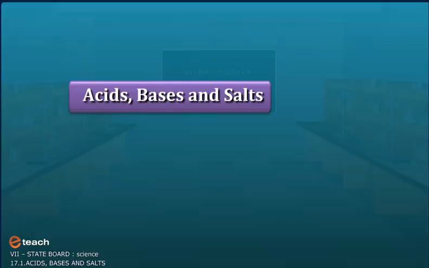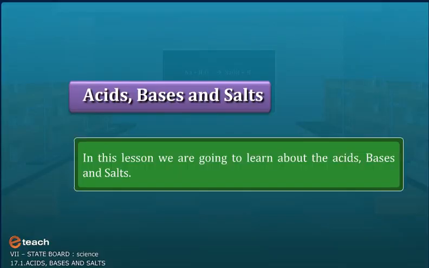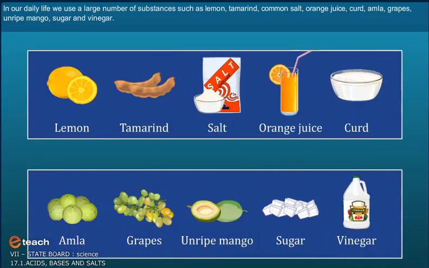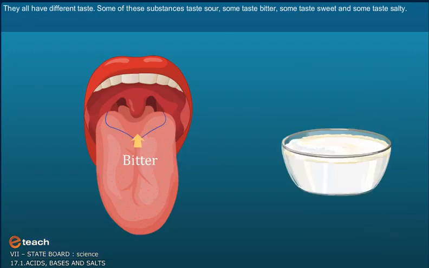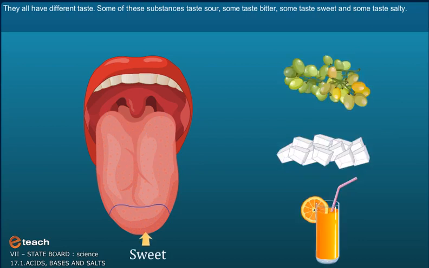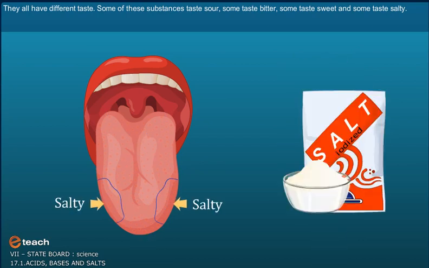Acids, bases, and salts. In this lesson, we are going to learn about acids, bases, and salts. In our daily life, we use a large number of substances such as lemon, tamarind, common salt, orange juice, curd, amla, grapes, unripe mango, sugar, and vinegar. They all have different tastes. Some of these substances taste sour, some taste bitter, some taste sweet, and some taste salty.